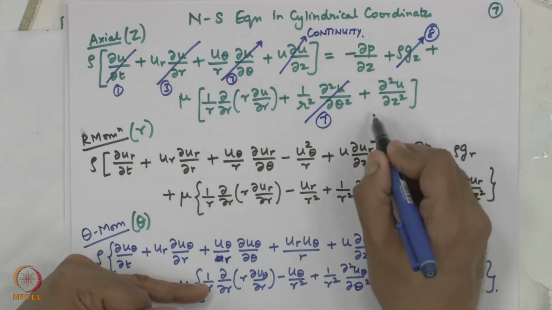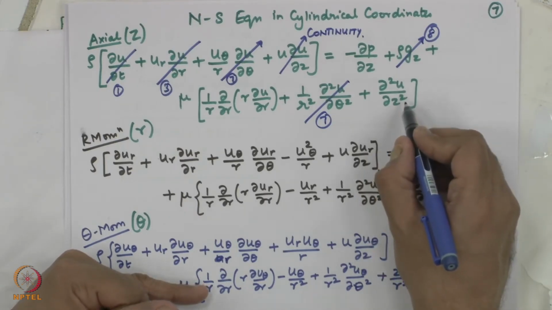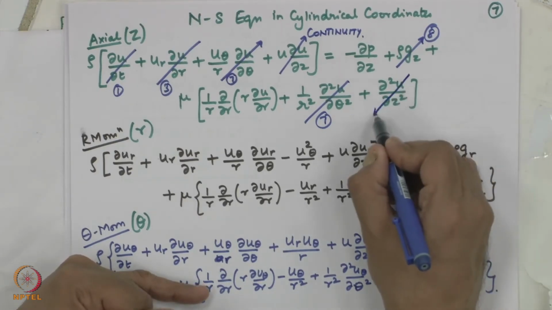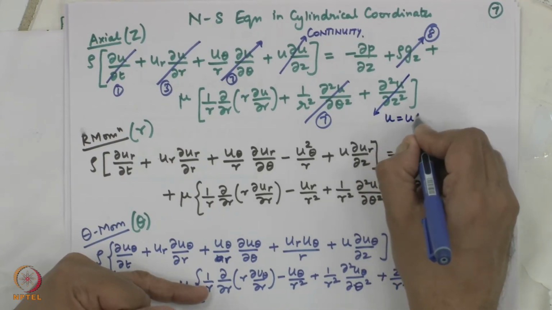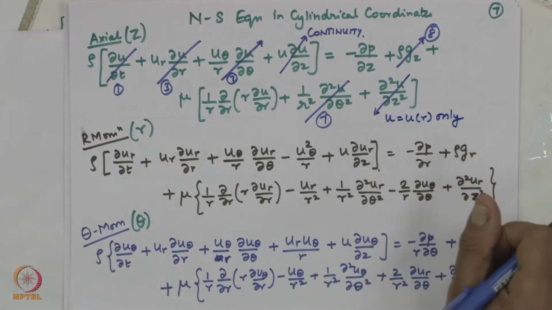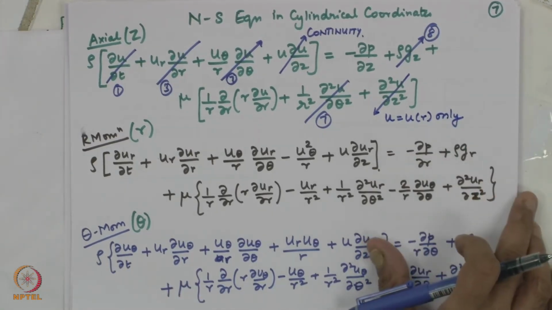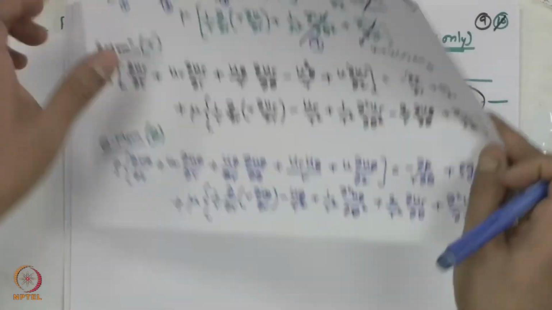If du by dz is 0, that means u is not a function of z, and the second derivative is also not a function of z. So, I can just put u is a function of r only as the reason. This was a result of the continuity equation. So, my axial momentum equation is now simplified. I am going to take a fresh slide here to write this.